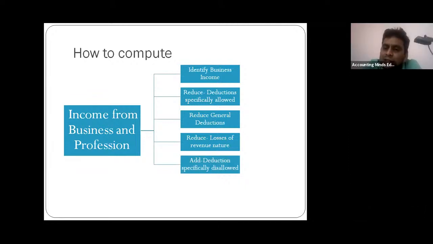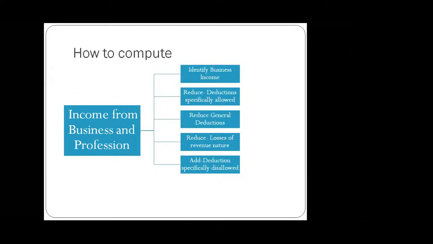Then add back deductions specifically disallowed. There are some expenses which are not allowed. If they are not allowed, they must be added back to the income. You're not allowed to deduct this amount, so that amount has to be added back. For example, they have set a limit saying that you have to make payments to faculty only by cheque or online. If we pay by cash beyond a certain limit, that will be disallowed. Are you getting it? Yes, sir.